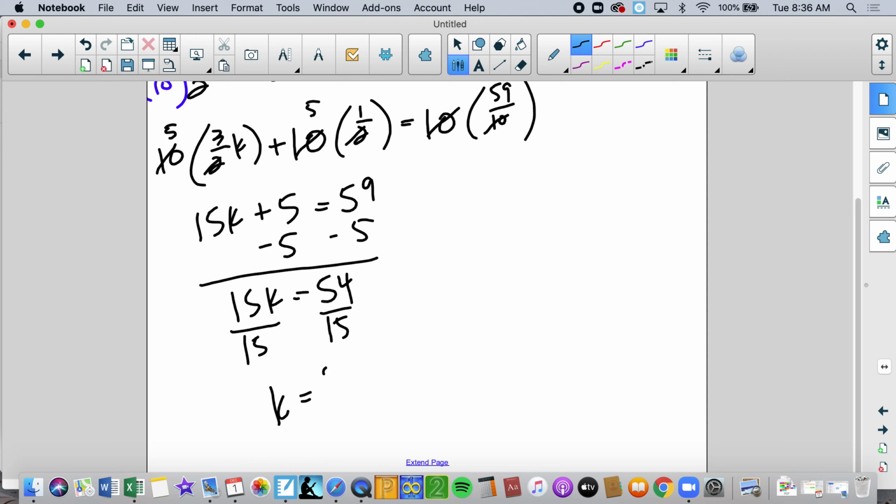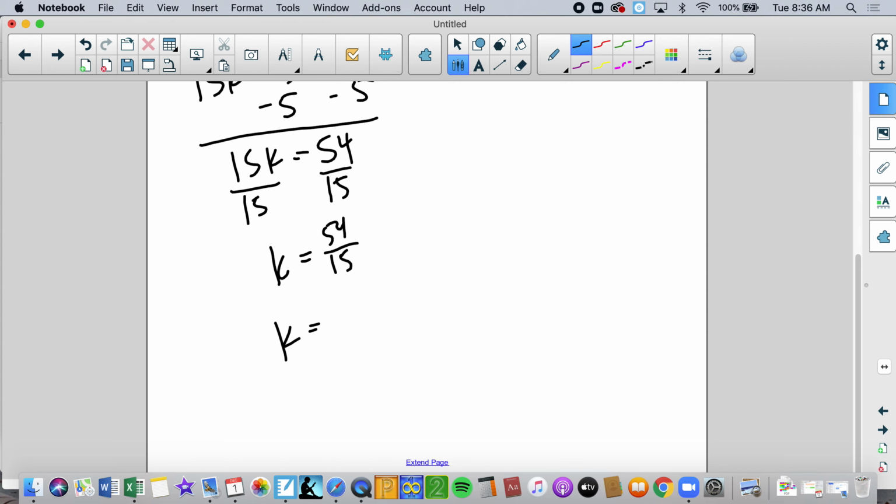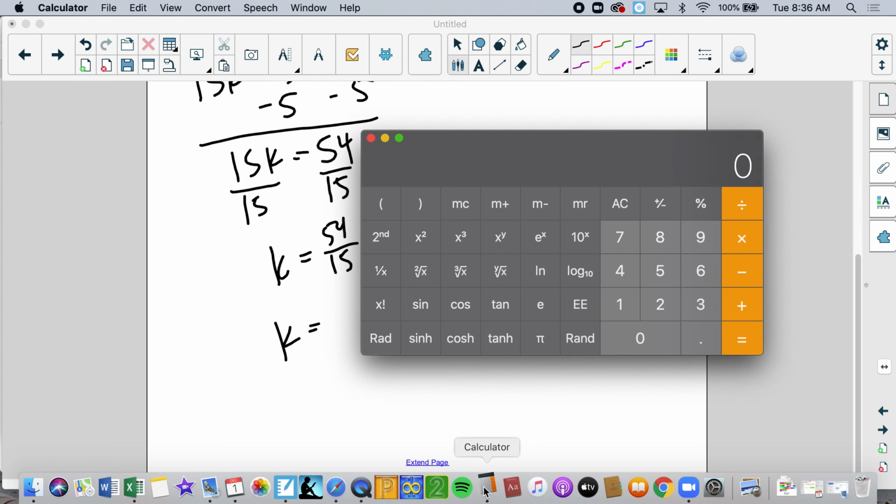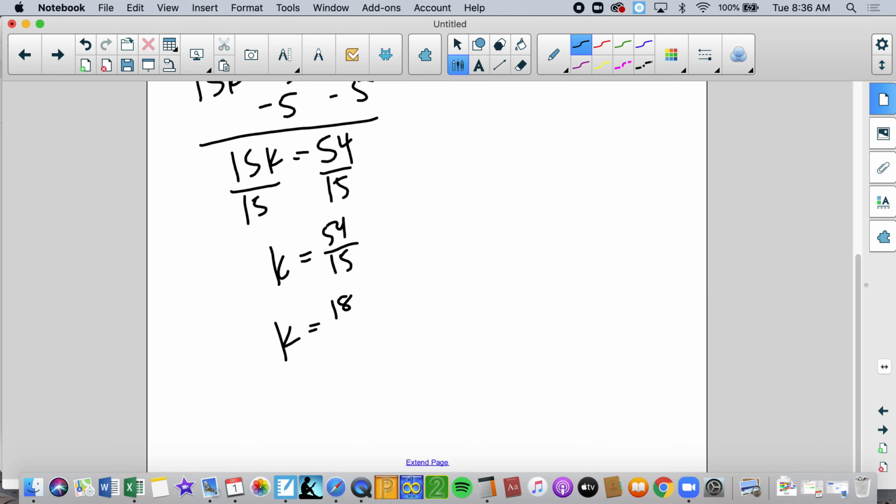A lot of students would leave it as 54/15, but I know 3 goes into 54 and 3 goes into 15. So I'm going to reduce that fraction. 54 divided by 3 gives me 18. And 15 divided by 3 is 5. So my answer is 18/5.